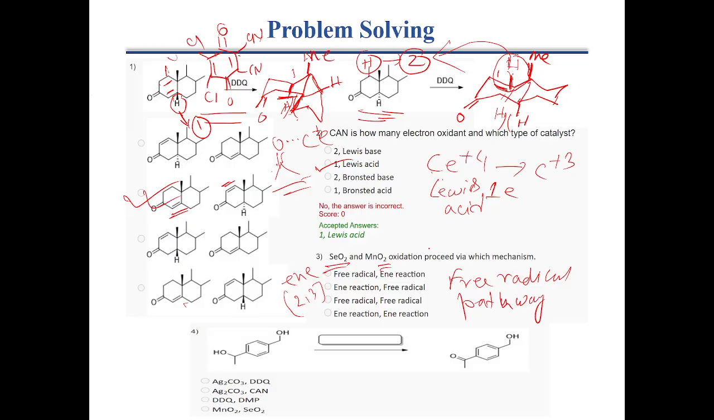So if we see the mechanism of any allylic alcohol, allylic alcohol is oxidized to alcohol in presence of selenium dioxide, or any primary alcohol is oxidized to aldehyde in presence of manganese dioxide. This is through a single electron transfer reaction. So that is the radical pathway.